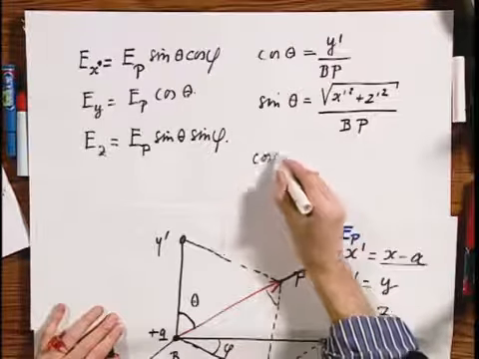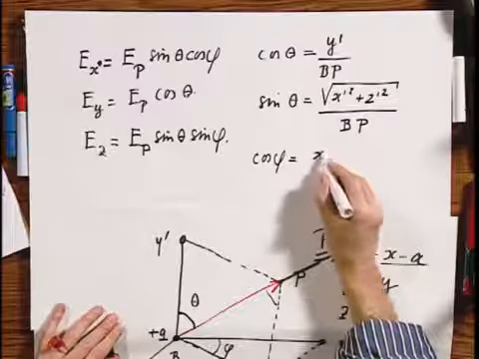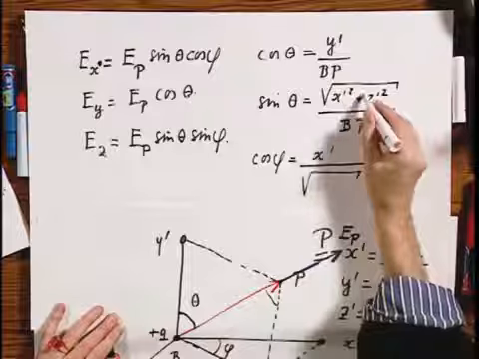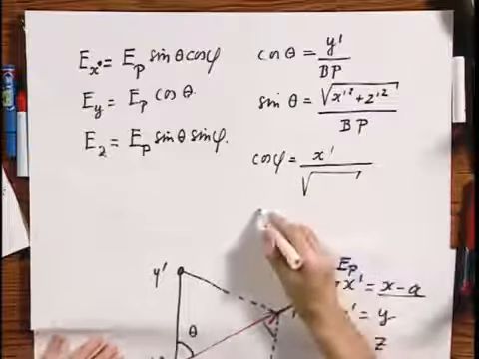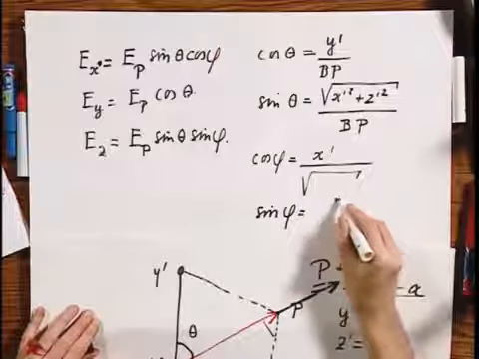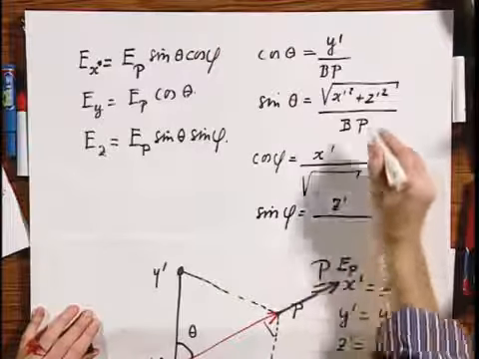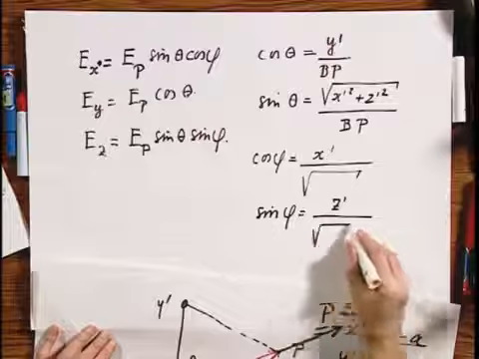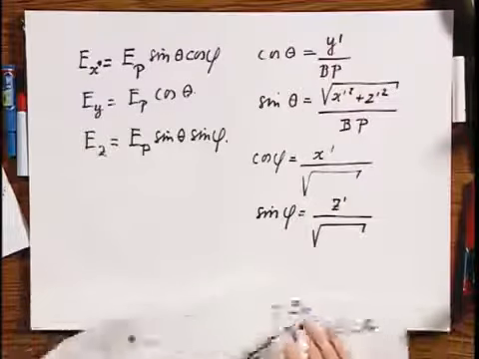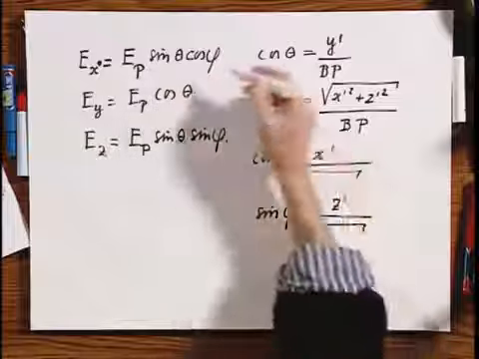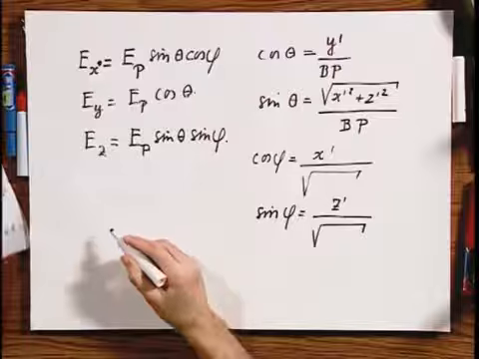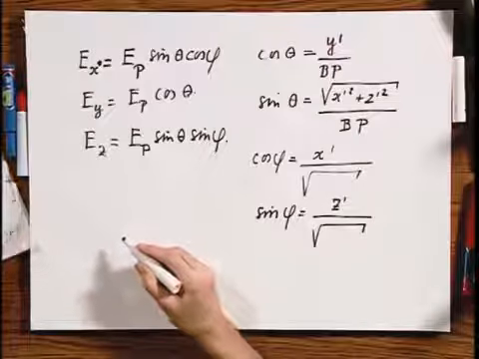The cosine of phi equals x prime divided by that same square root, and the sine of phi equals z prime, again divided by that same square root. And I really think you should check that very carefully. And when I substitute these cosines and sines in here, I find a very simple answer.